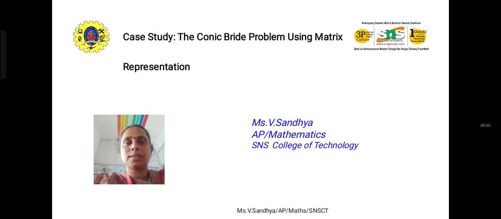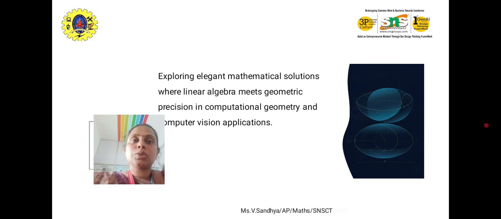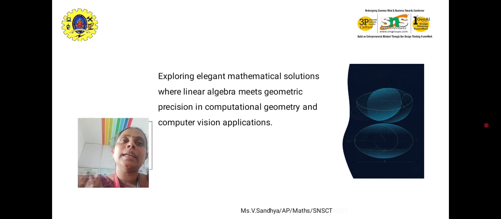Today we are going to discuss a case study, the conic bridge problem using matrix representation. In this conic bridge problem, how can we apply matrices and graphs? Here we want to discuss briefly. First, exploring an elegant mathematical solution where linear algebra meets computational geometry and computer vision applications.